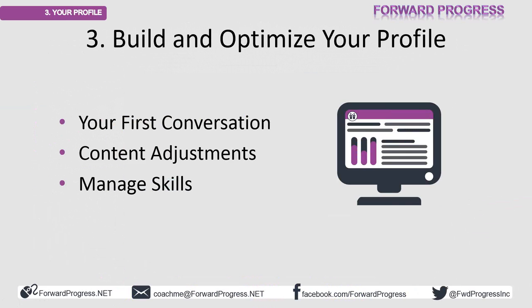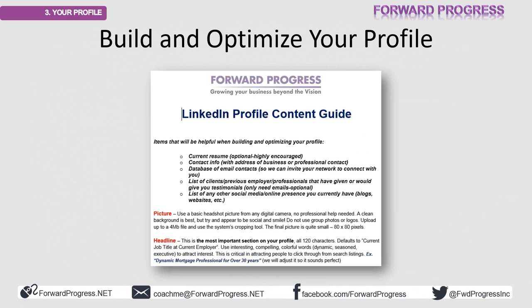Okay, number 3, build and optimize your profile. Now again, remember, it was about understanding my network, right? The keywords. It was about having the right settings, right? So I made some optimized settings, and now I'm going to go in and build the best parts of my network. Now in our classes, we have what we call our content guide, right?